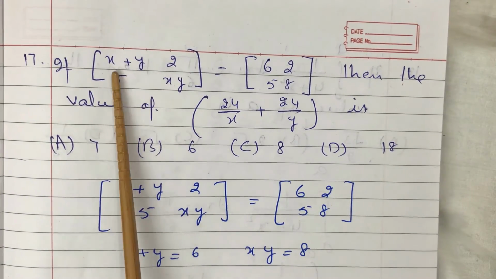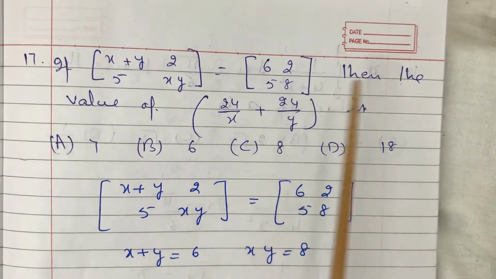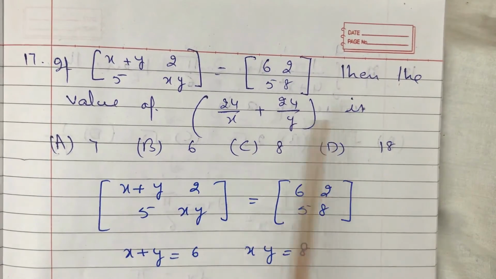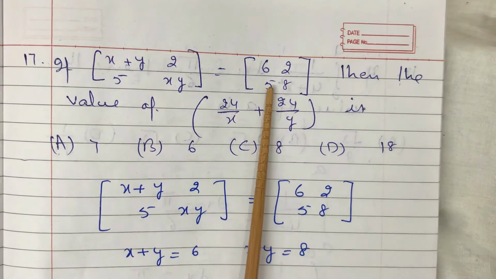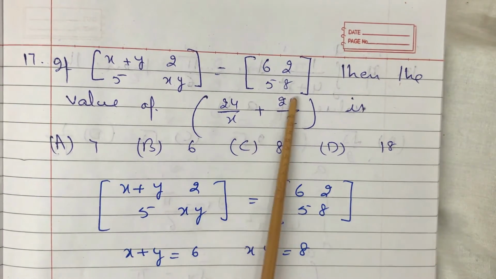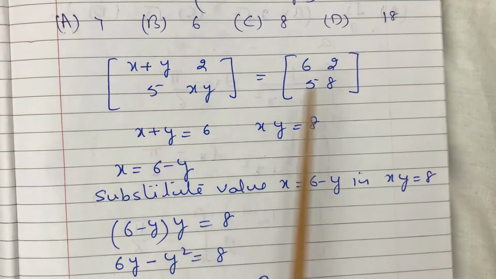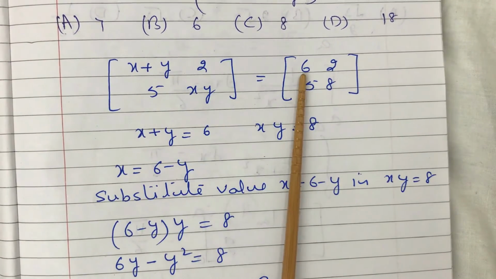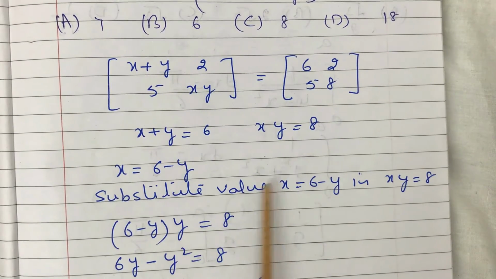If the matrix [x+y, 2; 5, xy] is equal to [6, 2; 5, 8], then find the value of this expression. There are 4 options. From this matrix we will find the value of xy and substitute it in this equation. If this is equal to this, it means x plus y is equal to 6 and xy is equal to 8.